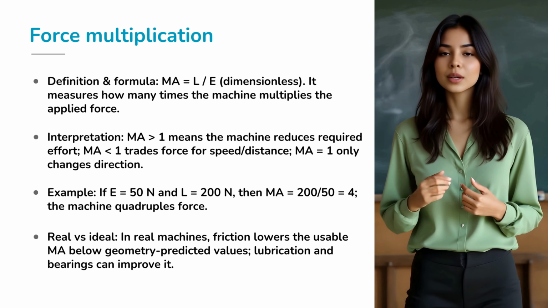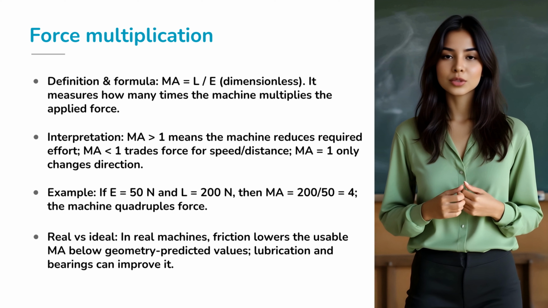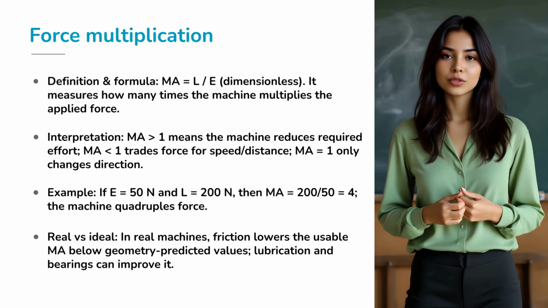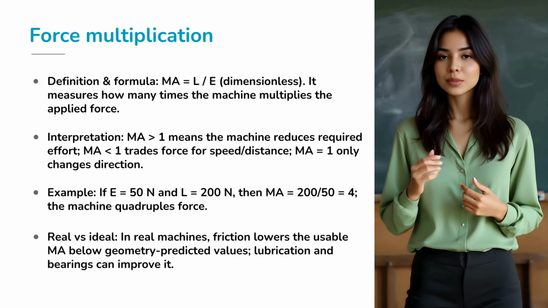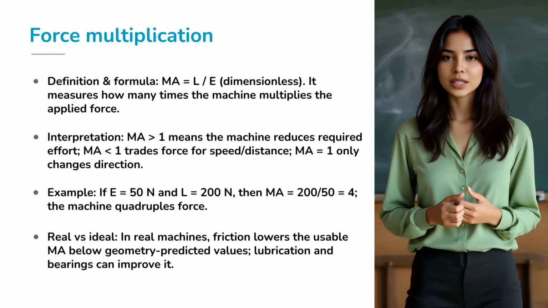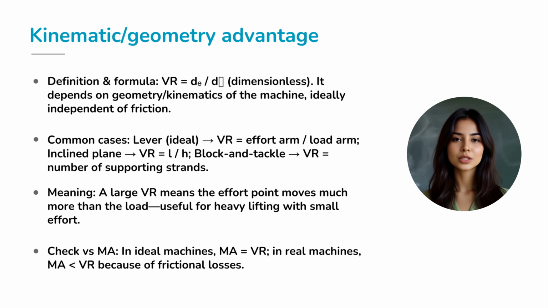In an ideal lever, MA would equal the arm-length ratio, but in real levers, pivot friction and bending reduce it, so the measured MA is a little smaller than the tidy geometry predicts. The velocity ratio, or VR, is defined as the distance moved by the effort point divided by the distance moved by the load. It is a dimensionless quantity that depends purely on the geometry or kinematics of the machine, and in the ideal case it is independent of friction.